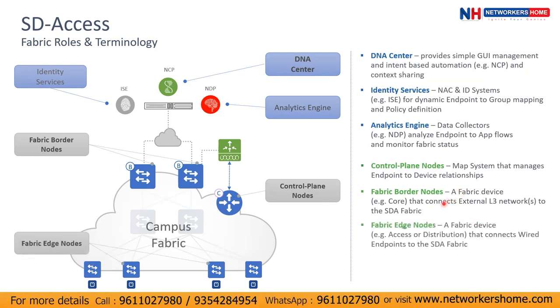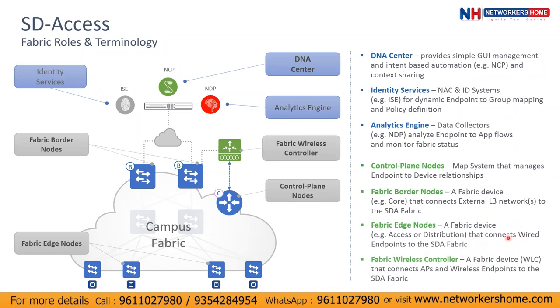The same thing which we discussed for fabric border nodes, for external border, we are using the fabric border node or internal as well. So if one border is acting as both external and internal, then we are calling that border an anywhere border. And the fabric edge node, you know already, is the first point of authentication and first point of contact of wired and wireless endpoints and wireless control.